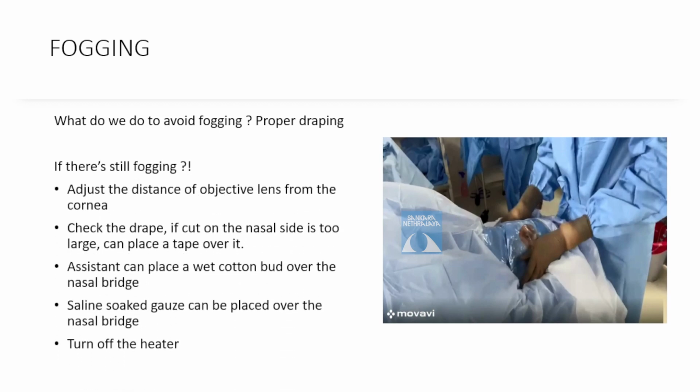In spite of all this, if there is still fogging, then you'll have to check the distance between your objective lens and the cornea. Sometimes, if it is too close to the cornea, that can cause fogging. And check the drape. If the cut on the nasal side is too much, you can place a tape over it, and you can have the assistant place a wet cotton bud over the nasal bridge, or even a muscle hook at times. Saline soaked gauze can be placed, and also check if the heater is on; if so, turn off the heater.